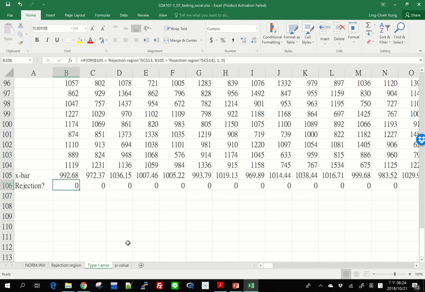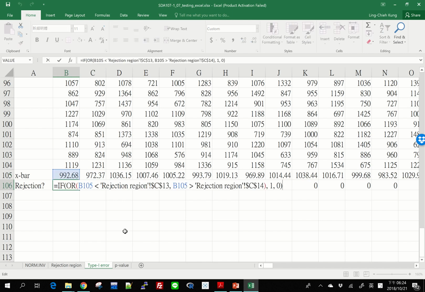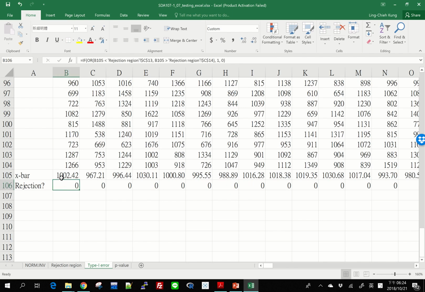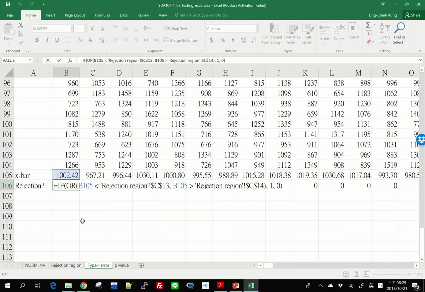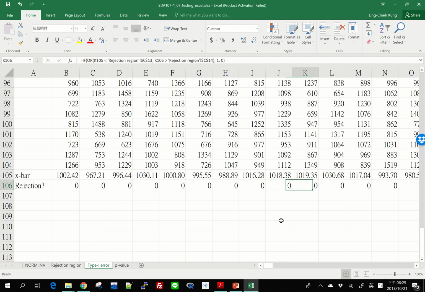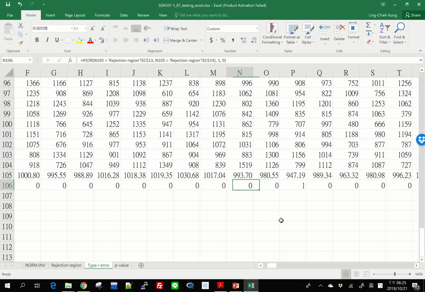Are we rejecting? We may use this OR function to combine two conditions. We will ask, is this number lower than 968? Or is this number greater than 1039? If any of them is true, we label it as 1. Otherwise, we label it as 0. So you see a bunch of zeros here because all these numbers are somewhat close to 1000. But this number, 947, is too small. So that's why it is considered a rejection.